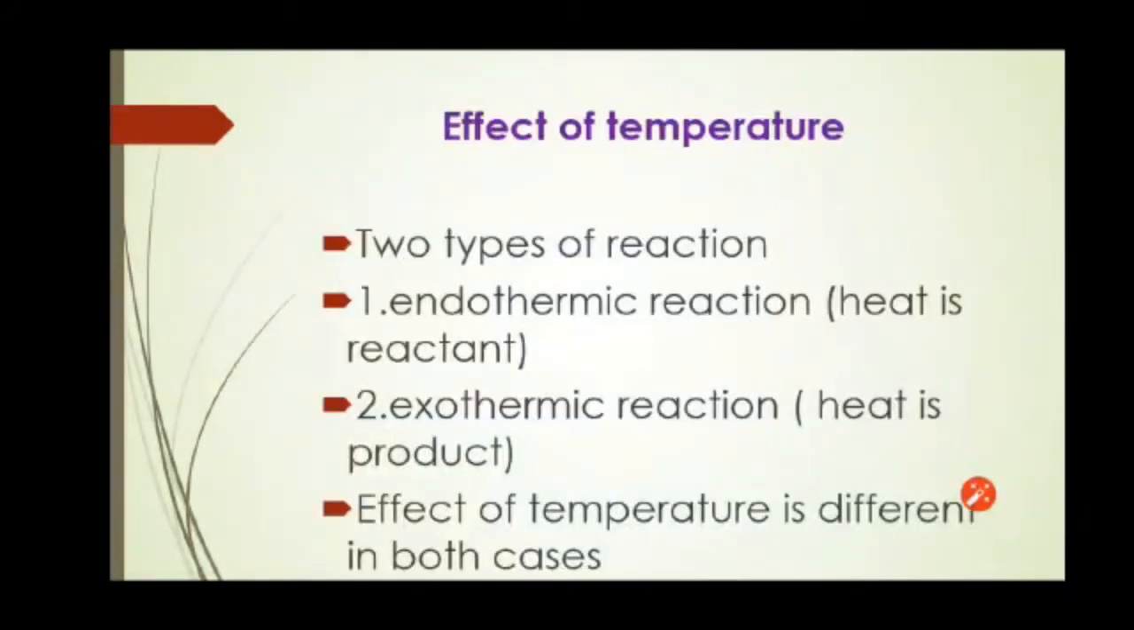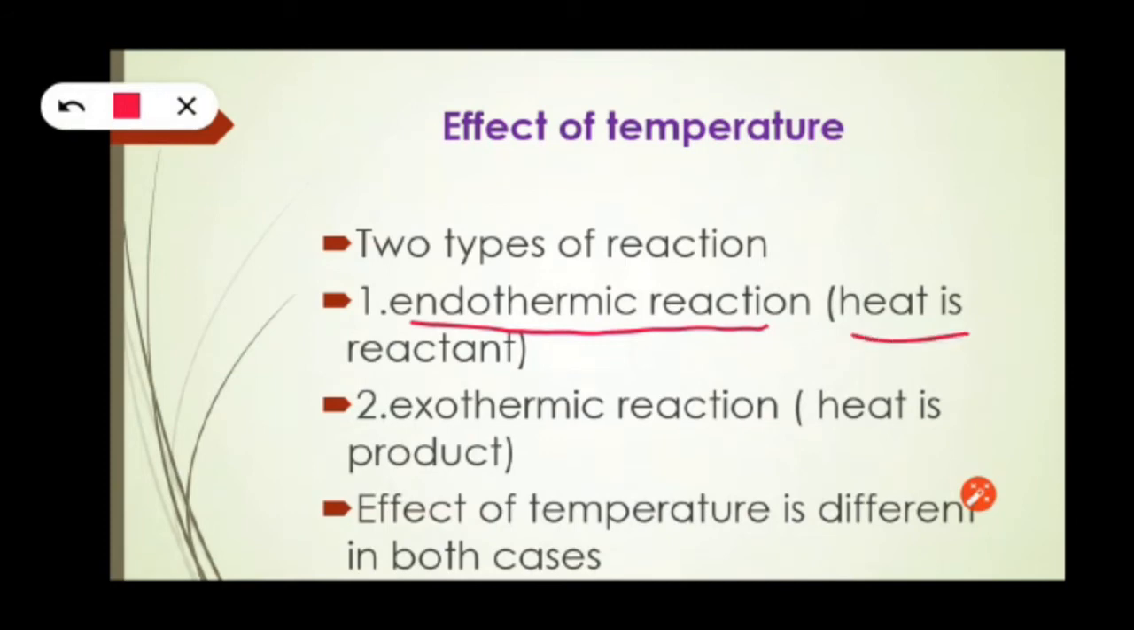The second factor affecting equilibrium is the effect of temperature. We all know that there are two types of reaction: endothermic reaction and exothermic reaction. Endothermic reactions are those reactions in which heat energy is absorbed. It means that heat is a reactant in this case. Exothermic reactions are those reactions in which heat energy is released, which means that heat is a product in this case. So the effect of temperature is different in both these cases.